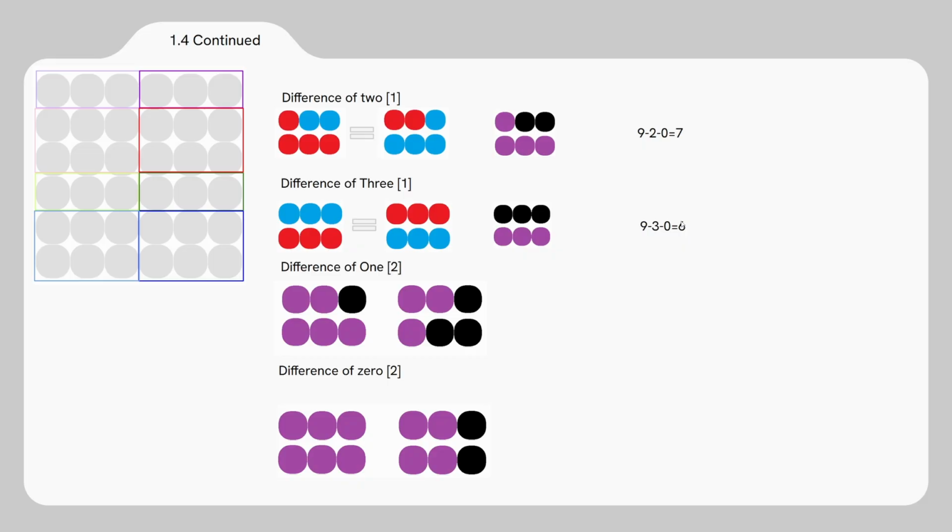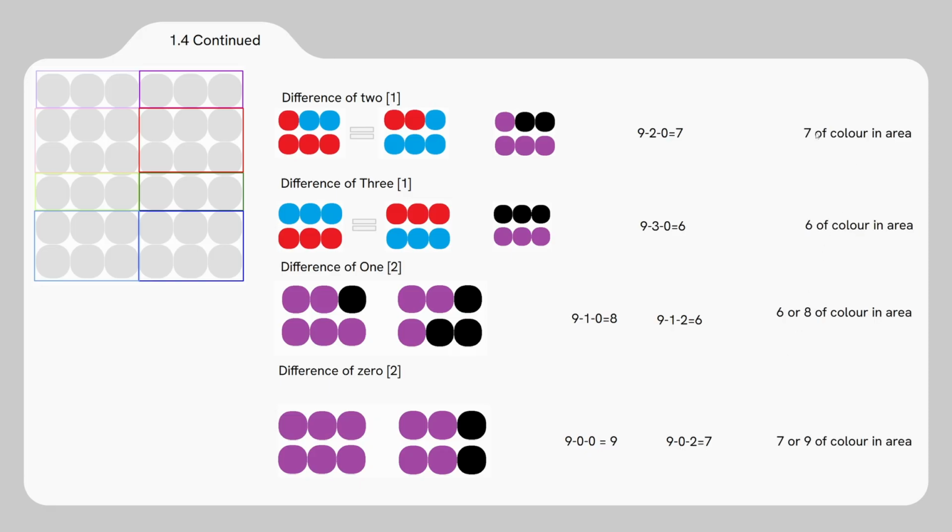Difference of 1 splits into 2 options. One where we have 0, and one where we have 1 is the minimum, which gets used twice. And then finally doing the same for the difference of 0. To summarize, this is what we know based on the difference, how many there are in these two sections.